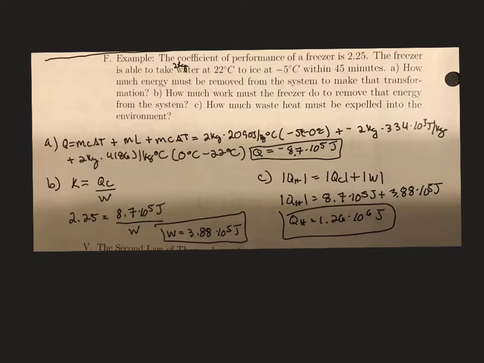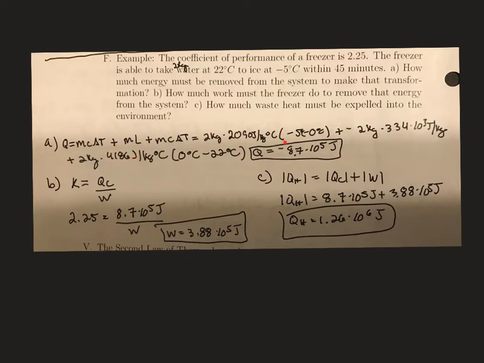Alright, so first we want to calculate how much energy must be removed from the water in order to turn it into ice. That means we need to calculate 3 Q values. One to take the water from 22 degrees down to the melting point of 0. One to actually melt the ice, and then one to take that ice from 0 degrees down to minus 5 degrees. So I have looked up the specific heat of ice, the latent heat of fusion for water, and then the specific heat of water.